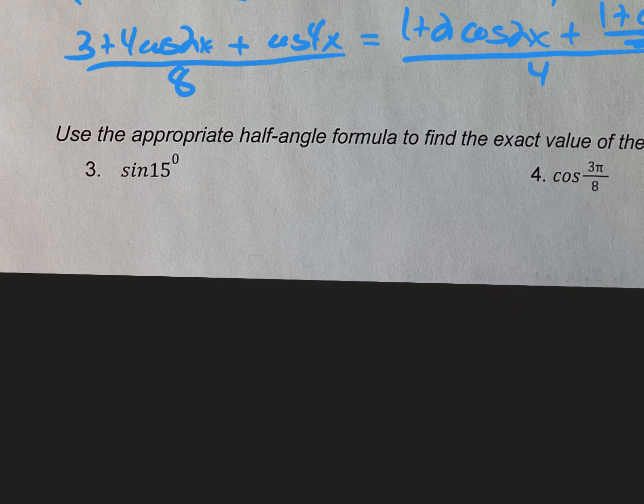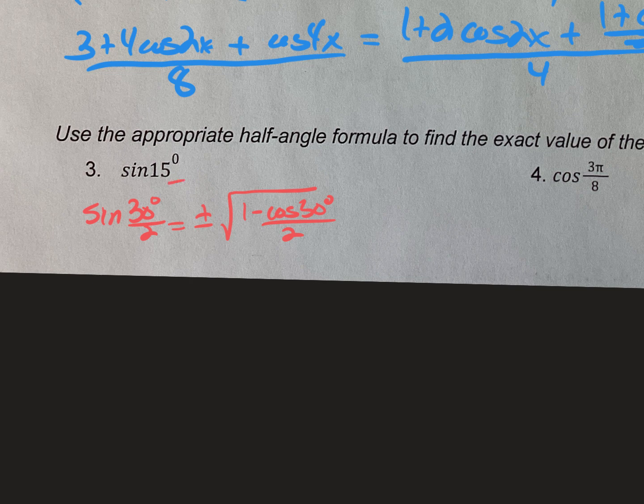Okay, number 3, half angle. Half angle, sine 15 degrees. 15 is half of 30, which is one that we know. So I'm going to change that 15 to 30 over 2. Follow my identity again. I'm getting square root of 1 minus cosine 30 degrees over 2. Again, just following the sheet there.